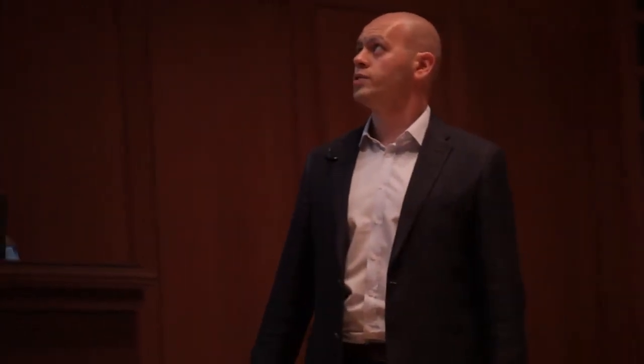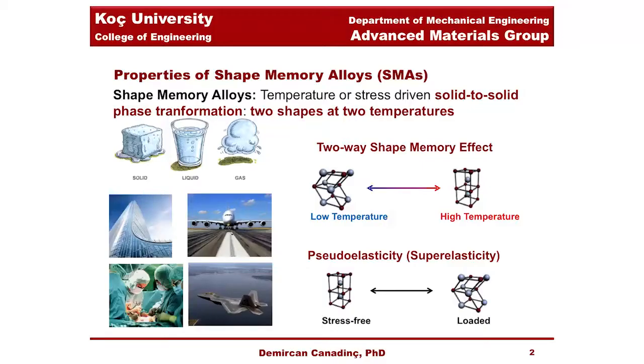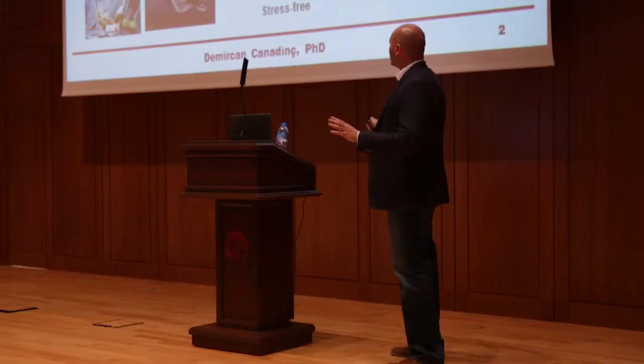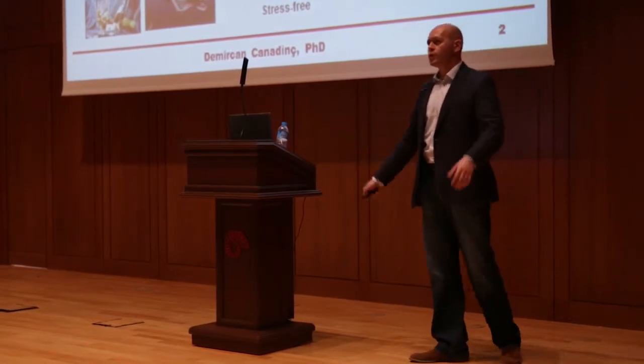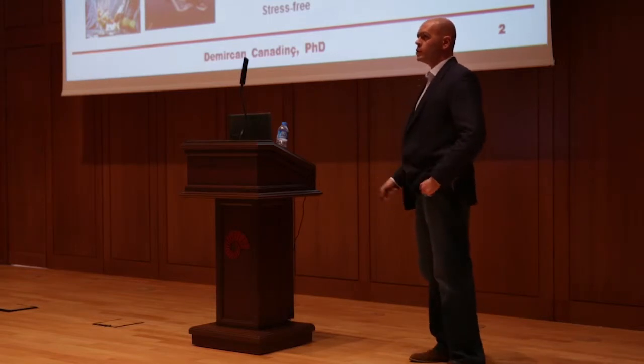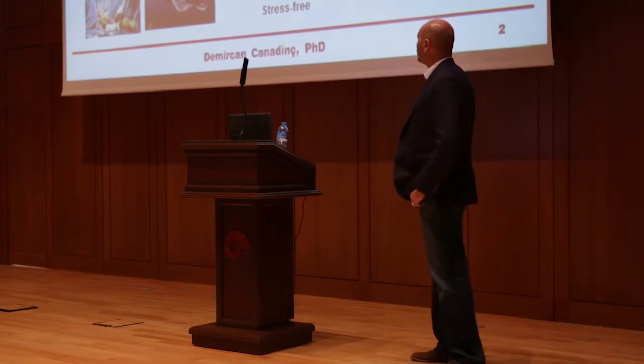But the type of phase transformation that we're talking about today is the solid to solid phase transformation, which actually takes us down to the atomistic level regarding the material structure, such that these shape memory alloys have two different structures at two different temperatures, or in stress-free condition and the loaded condition. So, how does this occur? Let's talk about this a little bit to understand how we use these materials.